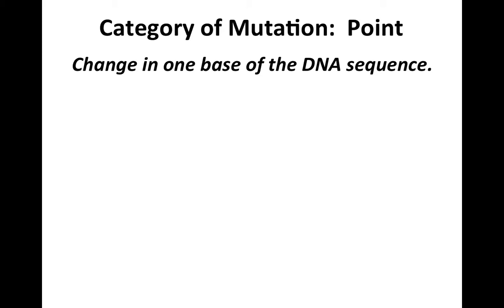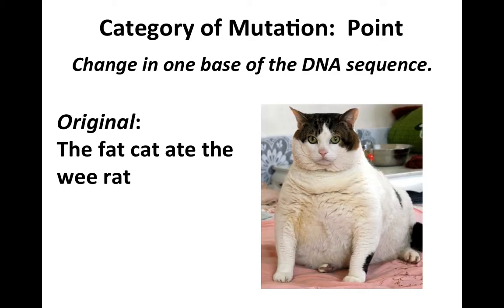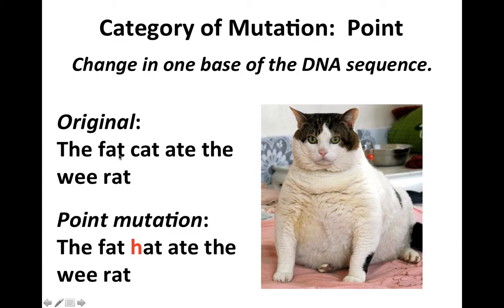Now I have a sentence here for you guys. You don't have to write this down. This is just a reference for you. The fat cat ate the wee rat. If you notice, I kept it in groups of threes to keep the codon thing going. Yes, that is a ginormous cat. If I were to do a point mutation to this sentence, let's say that the C was replaced by an H. Granted, this is not DNA code here. This is just a sentence. My sentence could read, if I did have a point mutation, the fat hat ate the wee rat.